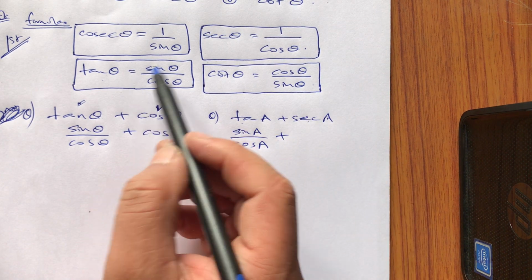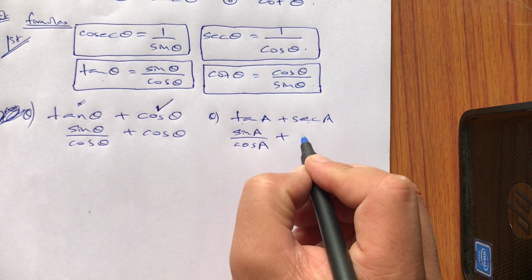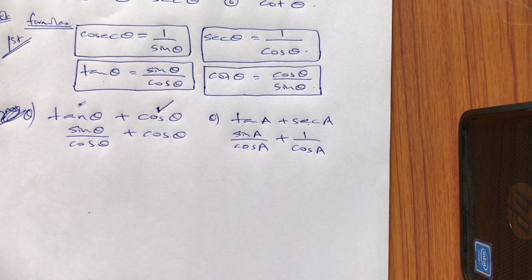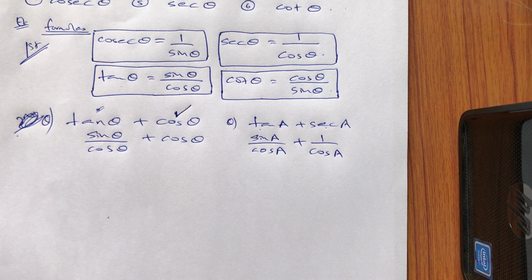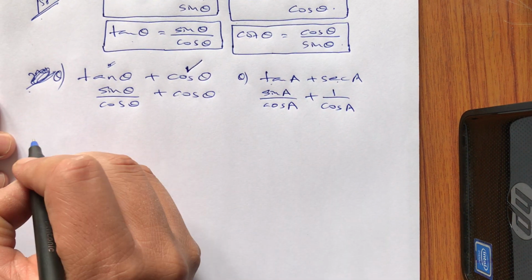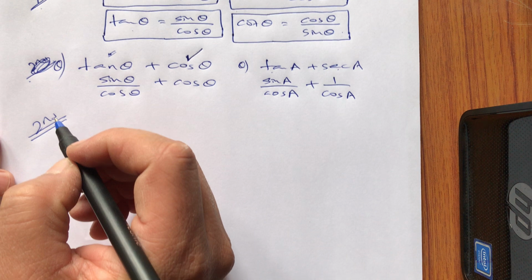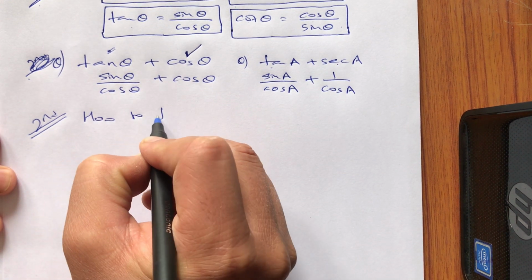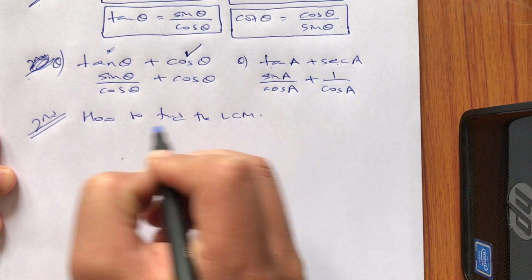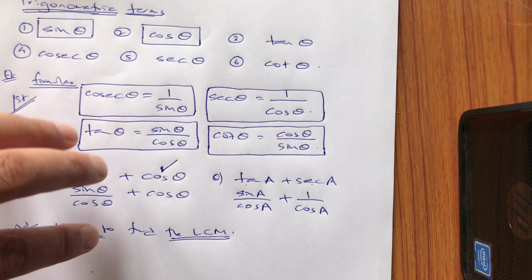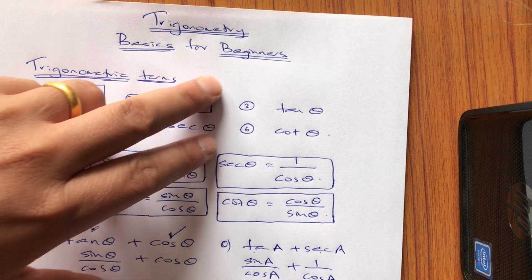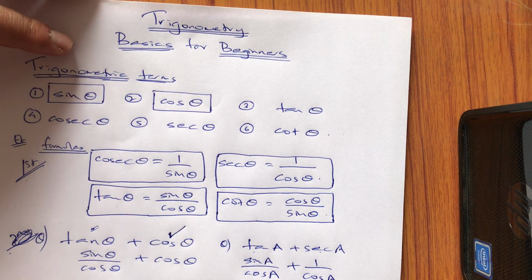Sec also I need to convert, and what's the conversion for sec? Sec is 1 by cos A. So that is what we have to go ahead and do. That's the first important step in trigonometry: try and write everything in terms of sine and cos. So that's the first thing. Now the second important thing that you have to remember is how to find the LCM. I think in class 10 everyone knows how to find the LCM, but I said this tutorial is especially for the beginners or for the ones who have a little bit of difficulty.